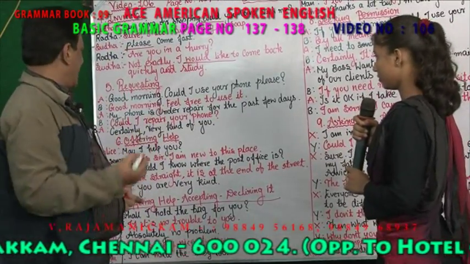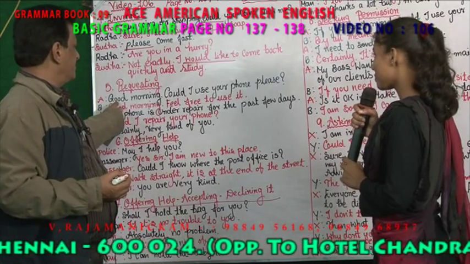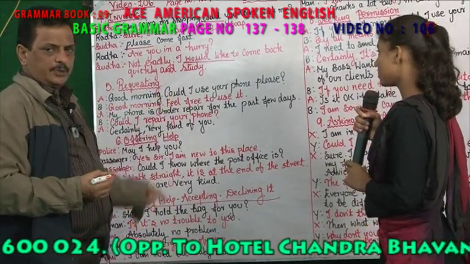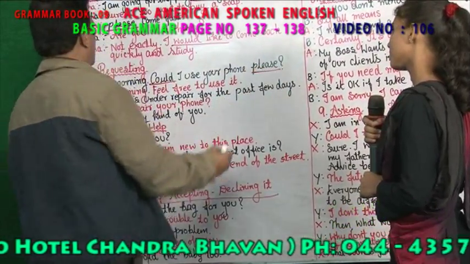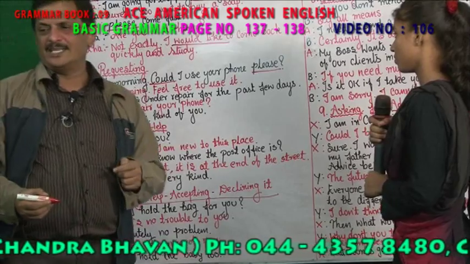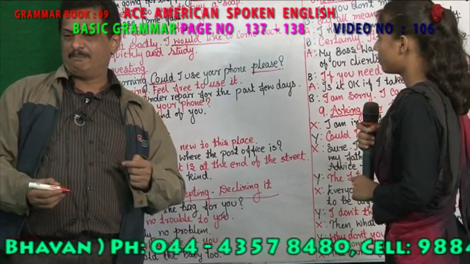Number two, when you are requesting somebody, what are the words? Just now, you are A and I am B. A, start. Good morning. Could I use your phone, please? Good morning. Could I use your cell phone, please? So, when you're requesting, you're using these two words. What are they? Could and please.